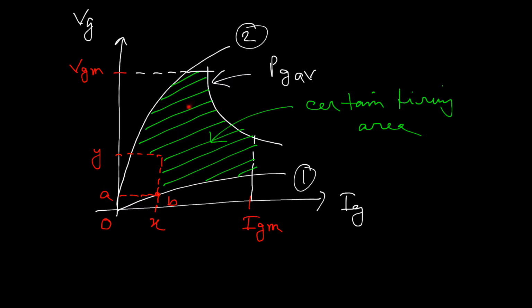and this is the certain firing region in which the thyristor can be fired or thyristor becomes turned on without any disturbance. So by considering this particular region, in which way we can design the gate driver circuit, that is what we are mainly focused on in this session.